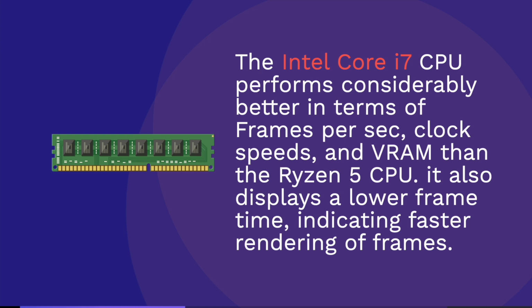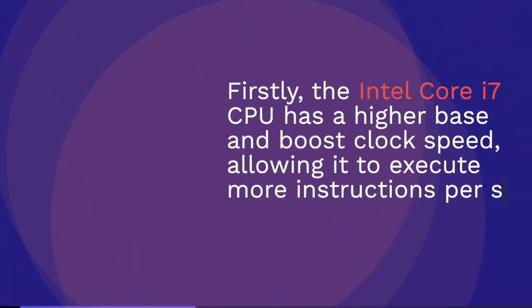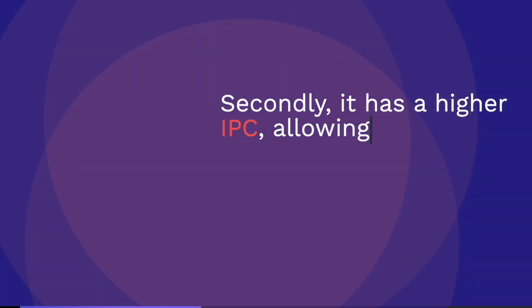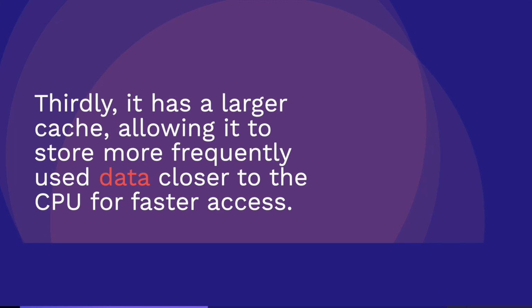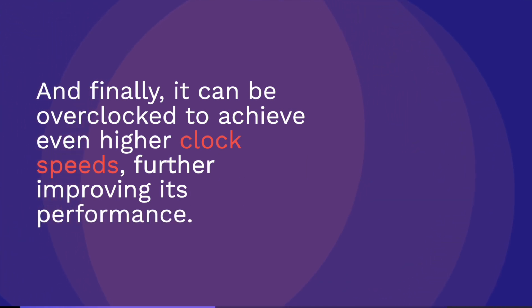So why did the Intel Core i7-11700K CPU outperform the AMD Ryzen 5 3550H CPU? Well, there are several reasons for this. Firstly, the Intel Core i7-11700K CPU has a higher base and boost clock speed, allowing it to execute more instructions per second. Secondly, it has a higher IPC, allowing it to execute more instructions per clock cycle. Thirdly, it has a larger cache, allowing it to store more frequently used data closer to the CPU for faster access. And finally, it can be overclocked to achieve even higher clock speeds, further improving its performance.